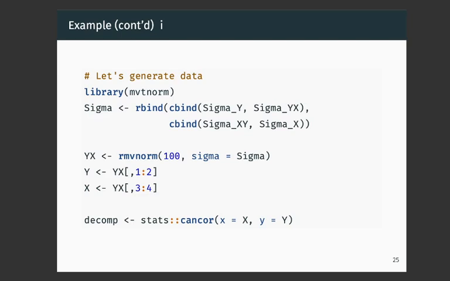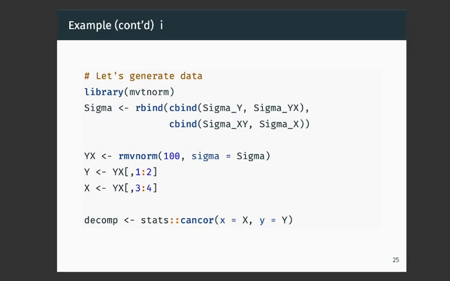So let's generate some data and see how we can compute the canonical directions and the canonical variates. We're going to use the same Sigma matrix we had earlier for the population example. Then we're going to generate a matrix called YX, 100 observations, using this covariance structure. Again, we're generating all 4 variables at the same time. So we can define Y as the first 2 columns of YX and X as the last 2 columns of YX.